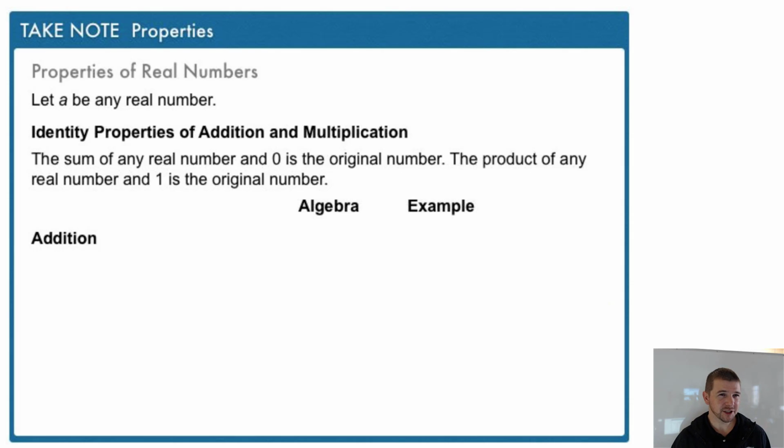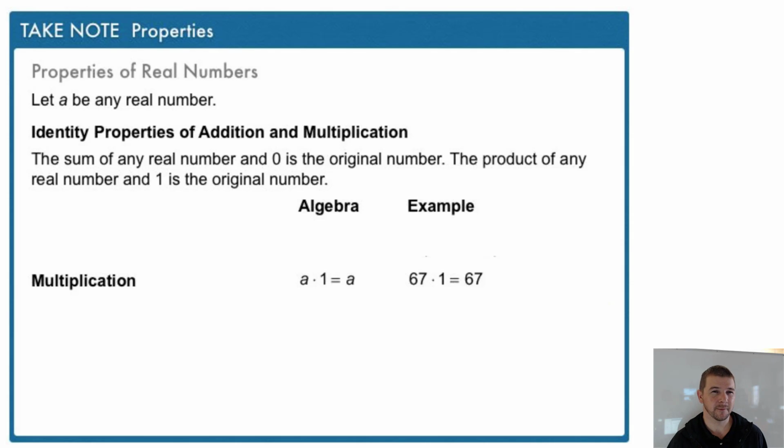The identity property of addition. In algebra, A plus 0 equals A. An example, 5 3/4 plus 0 equals 5 3/4. The identity property of multiplication. With algebra, A times 1 equals A. An example, 67 times 1 equals 67.